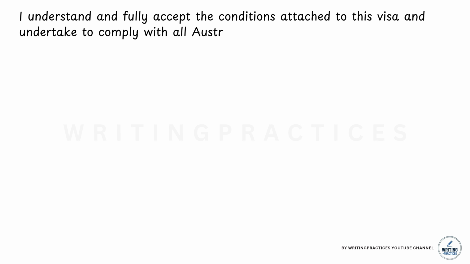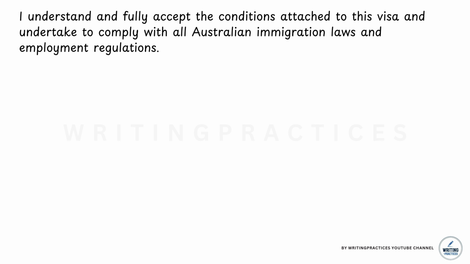10th paragraph, visa compliance statement. Confirm your understanding of visa conditions. Example, I understand and fully accept the conditions attached to this visa and undertake to comply with all Australian immigration laws and employment regulations. This reassures immigration officers that you understand your legal obligations.